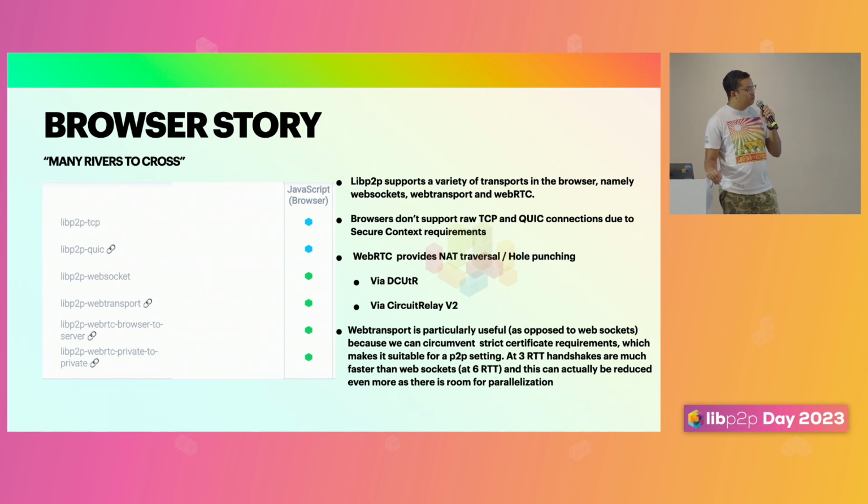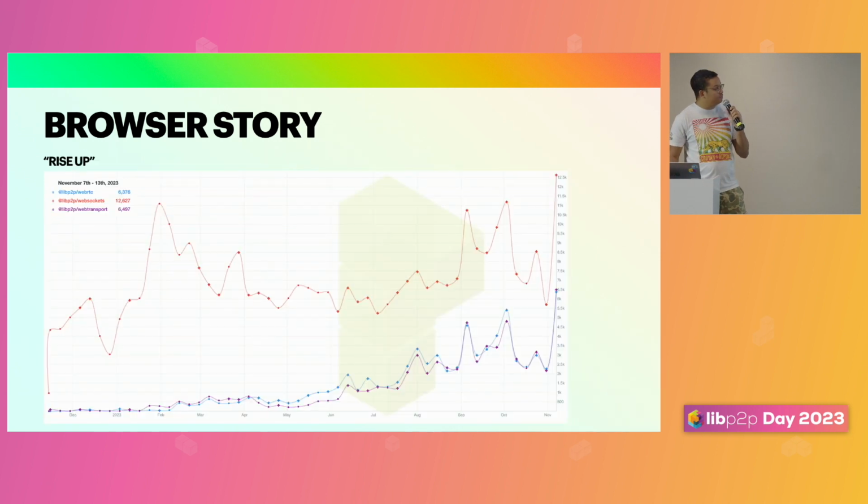And then we also have WebTransport, which is particularly useful in comparison to WebSockets, because we can circumvent the whole certificate requirement on a centralized entity, which Daniel had mentioned earlier in his universal connectivity talk. So that's really useful in a P2P setting. And obviously at 3 round-trip handshakes relative to WebSocket's 6 round-trip handshakes, it's much faster and can even be reduced further. So there's room for optimization via parallelization. That would be an interesting area to look into for the future.